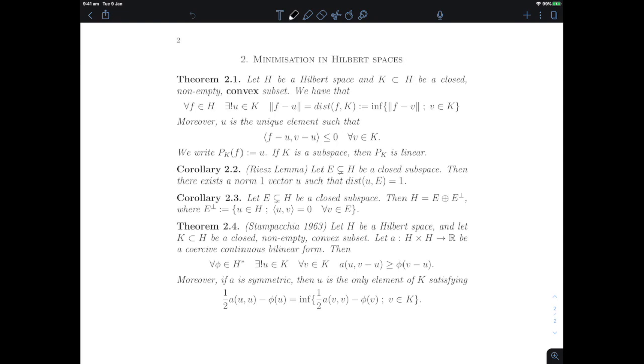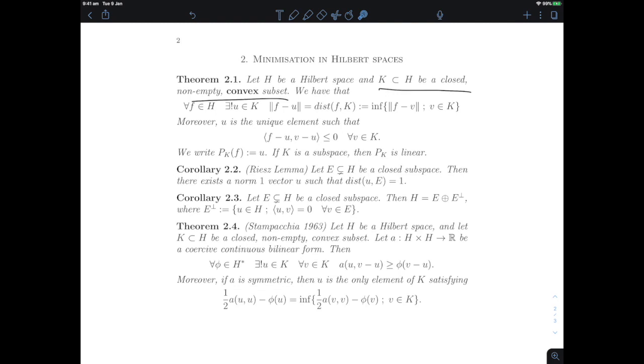If I have a closed non-empty convex subset K, then given any point f in my Hilbert space, I can find a unique element in K that realizes the distance between f and K. So find a u that minimizes the distance between f and u over all possible choices in K. And in the special case where my convex subset is actually a subspace, what we're going to get is a linear projection onto a subspace. So in Hilbert spaces, we will always be able to project down onto closed subspaces.